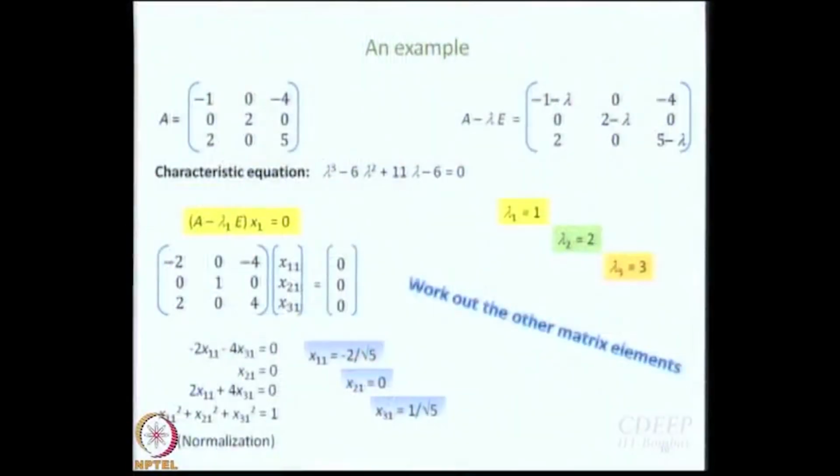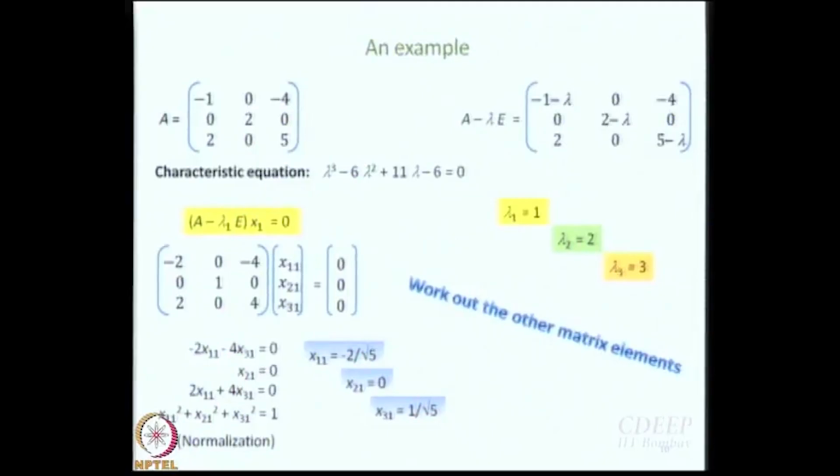Minus 3x12 minus 4x32 equal to 0. Second equation is fantastic. 0 equal to 0, it better be. Then third, what is the third one? 2x12 plus 3x32 equal to 0. Fourth, x12 square plus x22 square plus x32 square equal to 1. Work it out. What is the answer that you get? 0, 0, 1, 0 is the answer.